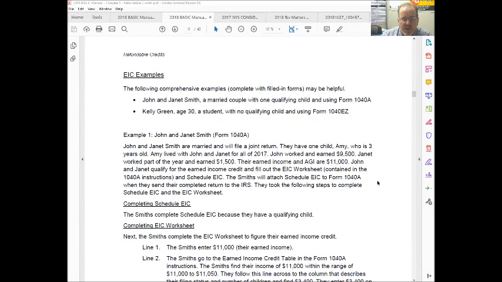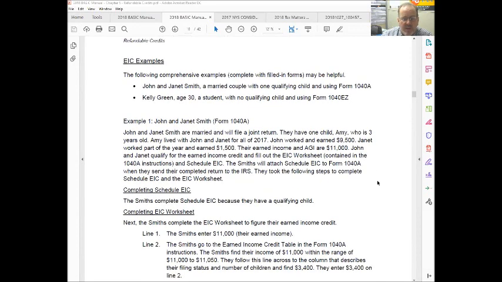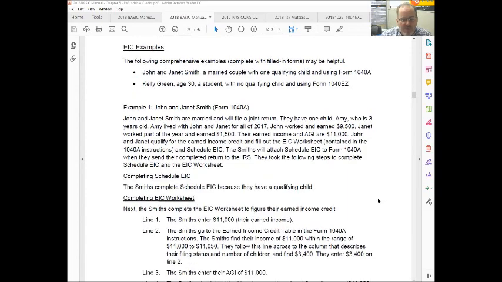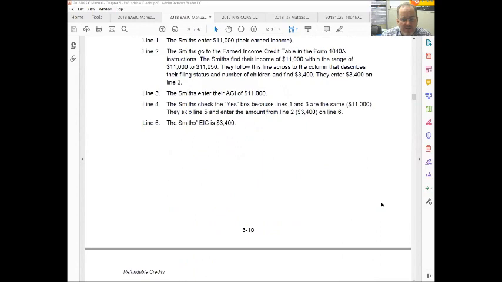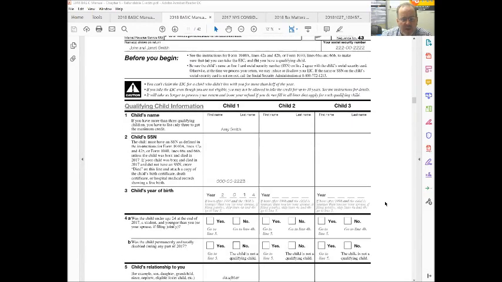There are some examples here that talk about John and Janet Smith when they're filing for their daughter Amy. They lived with her. John worked and made $9,500. Janet worked part of the year and made $1,500. So their earned income was $11,000. They qualify for the earned income credit. We have the little sheet there that shows the calculation.